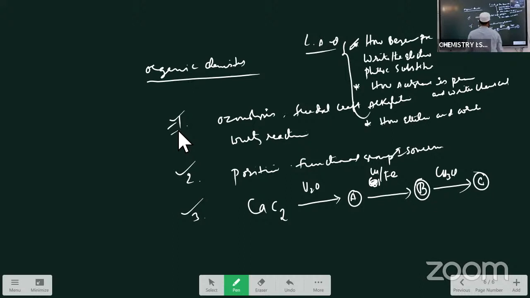We will first complete what ozonolysis is, what Friedel-Crafts alkylation is, and what Wood's reaction is. Ozonolysis means the addition reaction of ozone with an unsaturated hydrocarbon. For the addition of ozone, a double bond is required. If there is no double bond, it is impossible to add ozone to the compound.